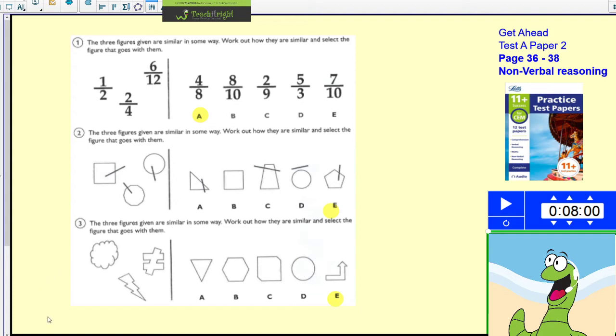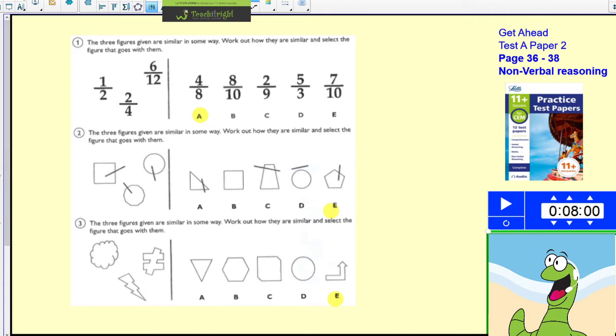So, for number 1, these are all similar in some way, and the reason they are similar is all of these fractions, including A, are 1/2 when simplified. Obviously a half is a half, but I could simplify 2/4 to be a half by dividing both by 2. If I divide both by 6, I get a half. And of course I can divide both these by 4 to get a half. So these are all the same fraction. They've just been made larger. They all simplify to make the same fraction. They're all equivalent to a half.